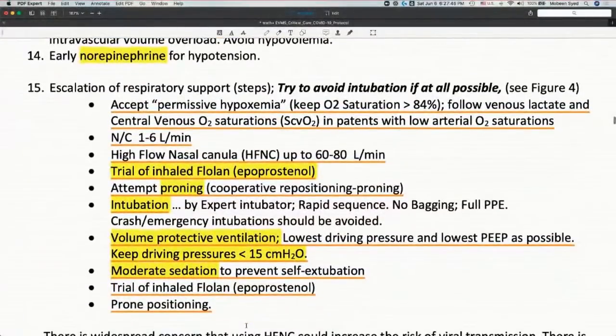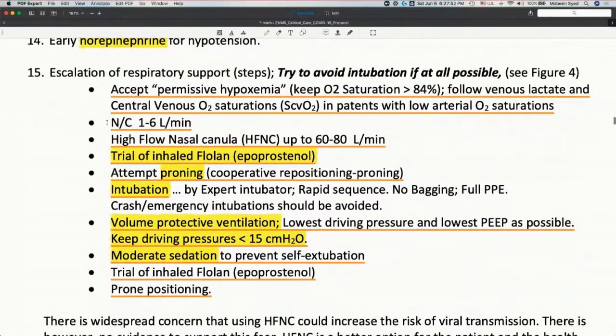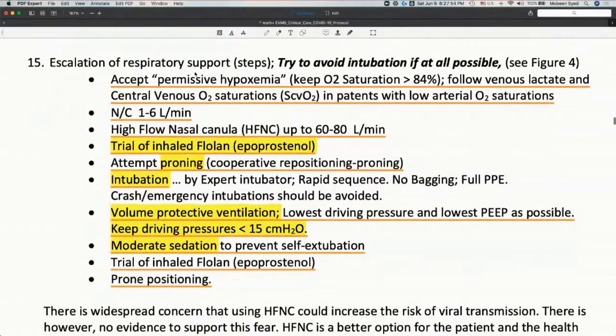Okay, so if this is interesting, I want to continue on. They are saying here, now if the escalation of respiratory support is needed, so if the patient continues to become aggravated, then what do you do? So number one, accept permissive hypoxemia. And what does that mean? Keep oxygen saturation greater than 84.